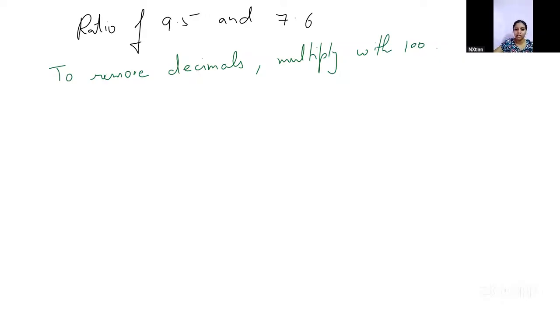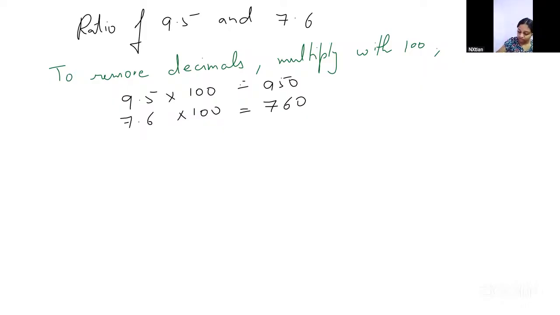Multiply with 100. Okay. So I will have 9.5 into 100 and 7.6 into 100. How much? 950. How much? 760. Okay. 950 and 760. Now, both are ending with 0. So I can use 5 or I can use 10.